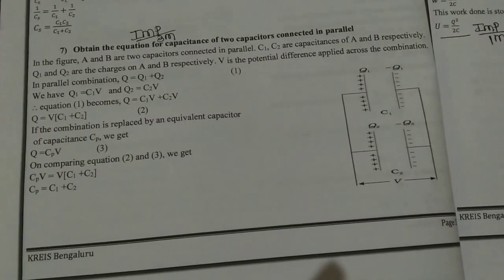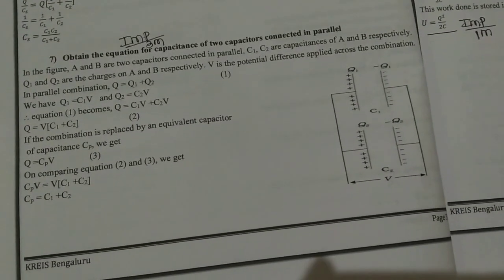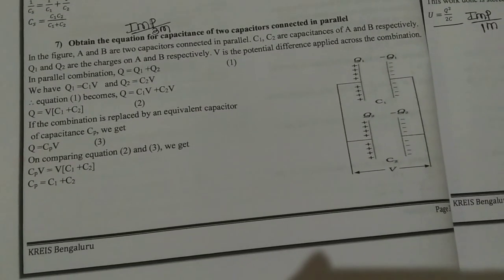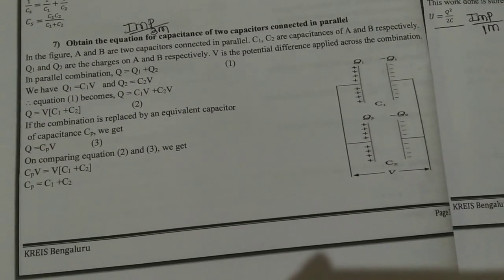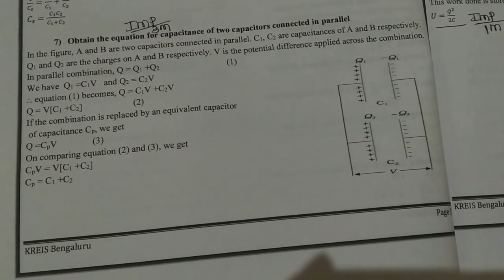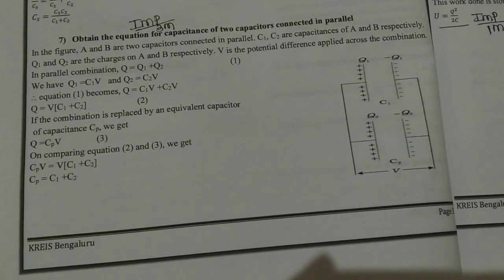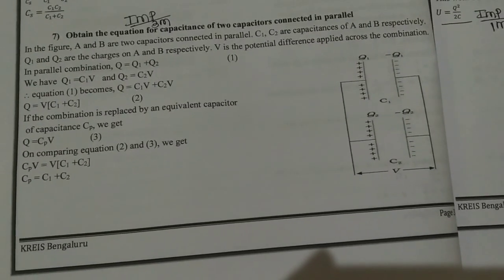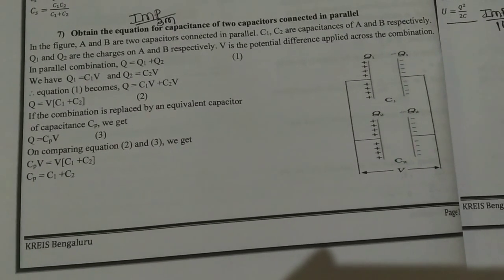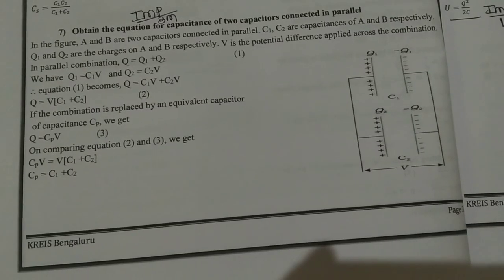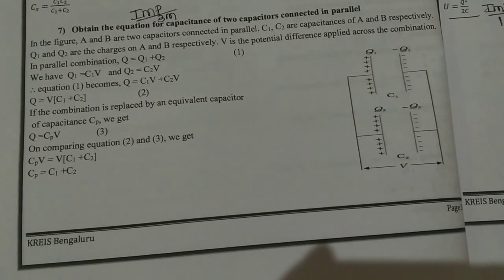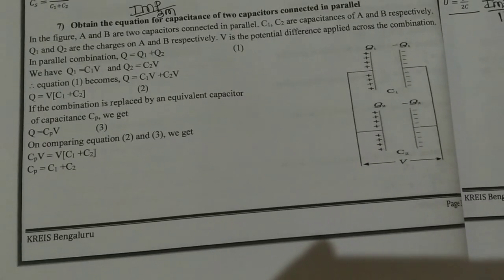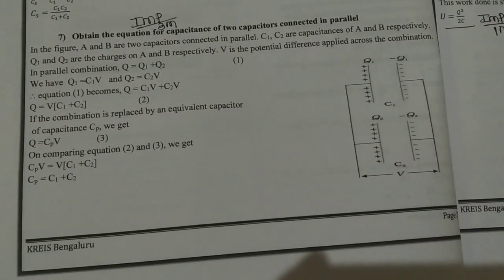From parallel combination, Q is equal to Q1 plus Q2. This is equation 1. We have Q1 is equal to C1 into V and Q2 is equal to C2 into V. Equation 1 becomes Q is equal to C1V plus C2V. Q is equal to V into C1 plus C2. This is equation 2. If the combination is replaced by the equivalent capacitor of capacitance Cp, we get Q is equal to Cp into V. This is equation 3. And comparing equation 2 and 3, we get Cp into V is equal to V into C1 plus C2. That is Cp is equal to C1 plus C2.